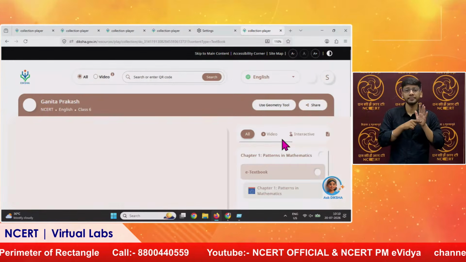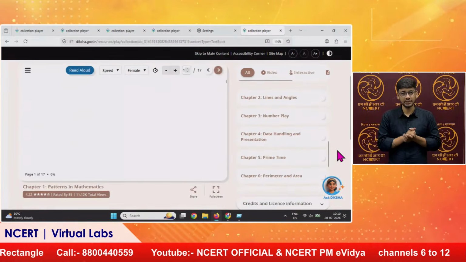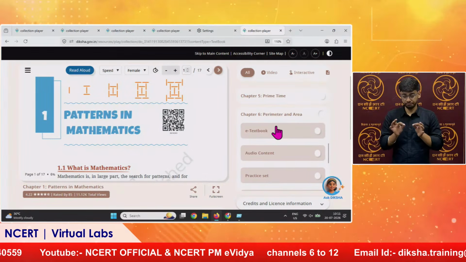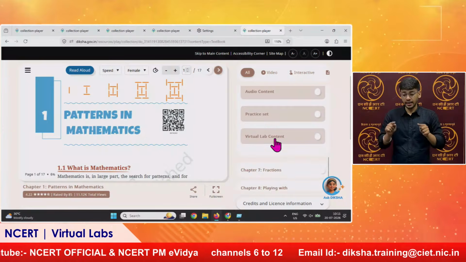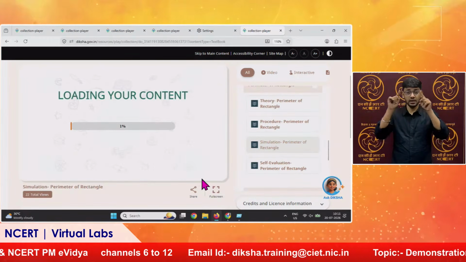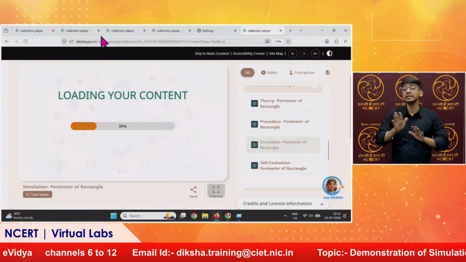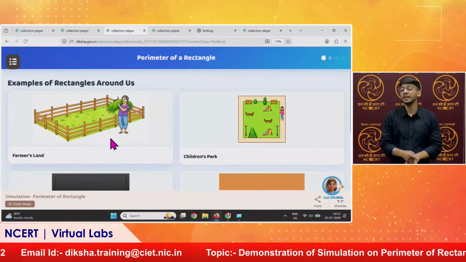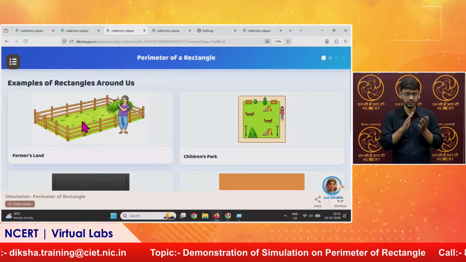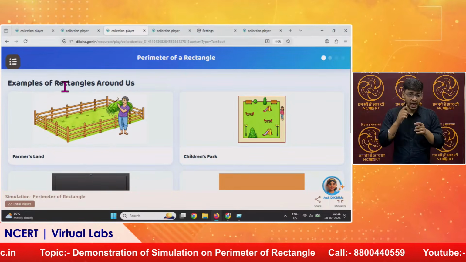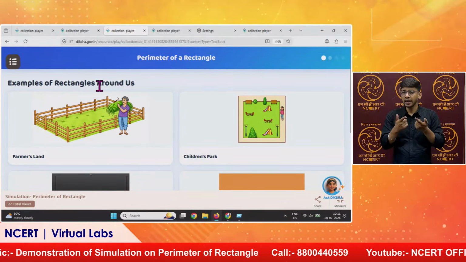So we can see the next part is the simulation part, the perimeter of rectangle simulation. So this is our simulation. Here we can see some real life examples are given. What might be examples of rectangular shapes? So these are the examples of rectangular shapes or rectangles.